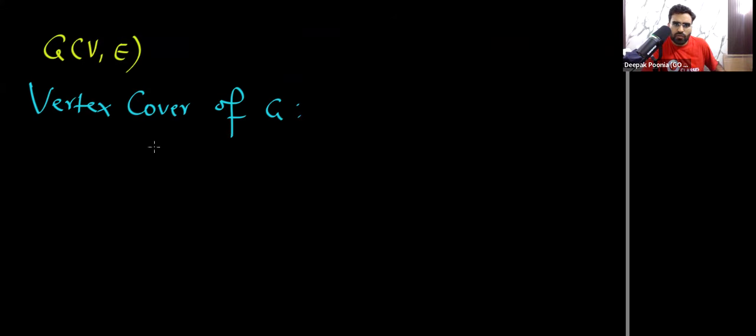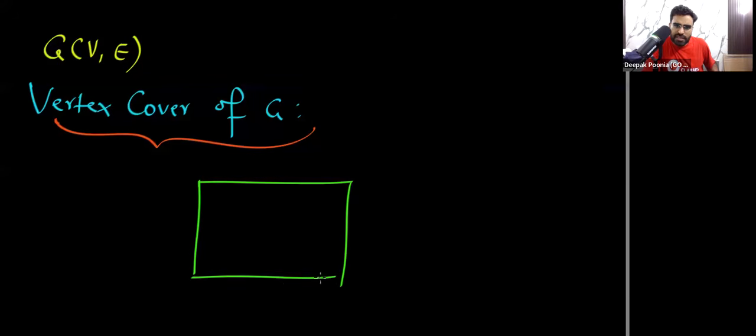Okay, so vertex cover of G, what is the responsibility of vertex cover? If you say that this S is a subset of V, and this S is a vertex cover, what does it mean? It means that it should cover all the edges. Means every edge should be covered by this vertex cover. Okay, so let's assume that this S is a vertex cover.